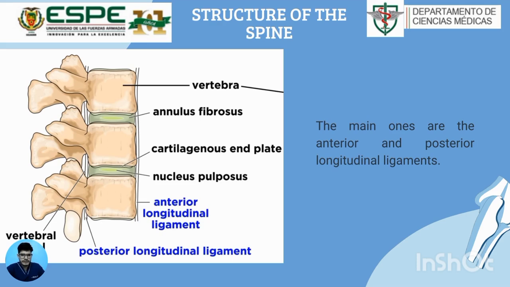These are cushiony pads made of a nucleus pulposus, which is the more elastic part, surrounded by an annulus fibrosus, which is a tougher layer with lots of collagen. These discs are found between each vertebra, acting as shock absorbers when we run and jump.